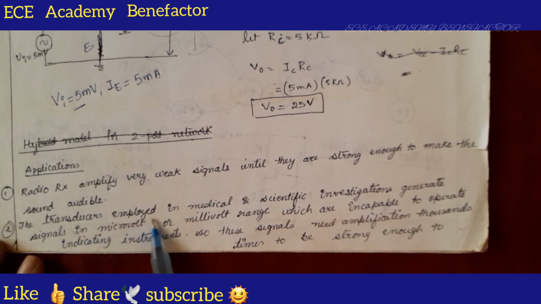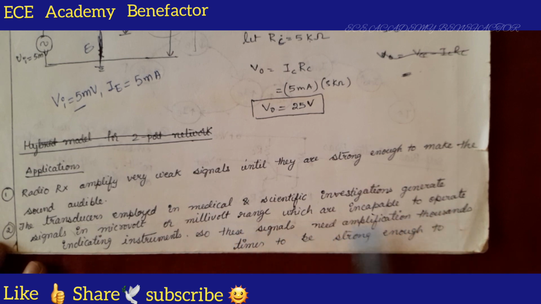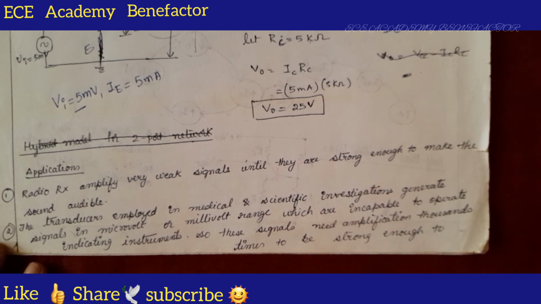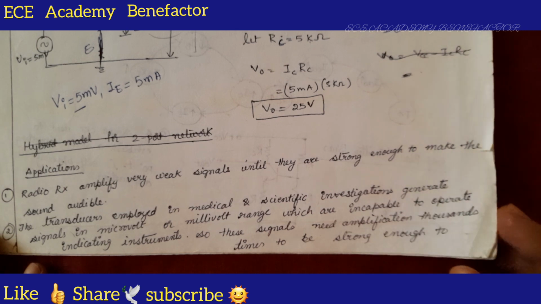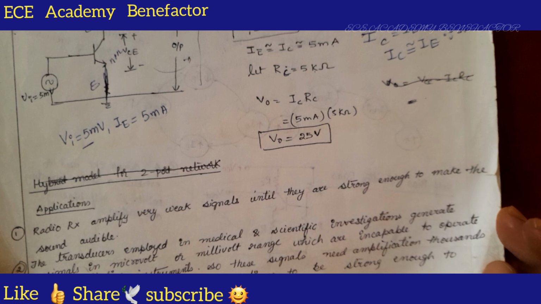Second, the transducers employed in medical and scientific investigation generate signals in the micro or millivolt range which are incapable of operating the indicating instruments. So, these signals need amplification 1000 times to be strong enough to be indicated in a display device. So, we require amplifiers in amplifying the medical as well as scientific signals.